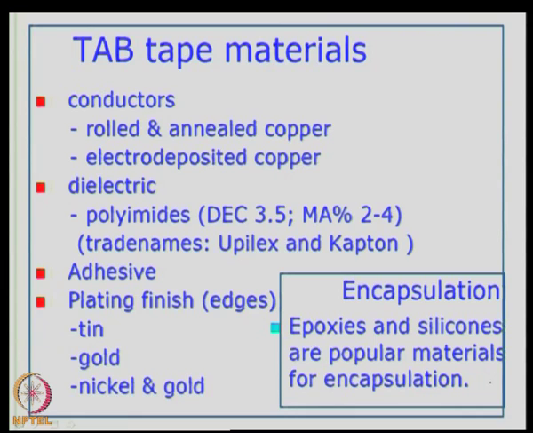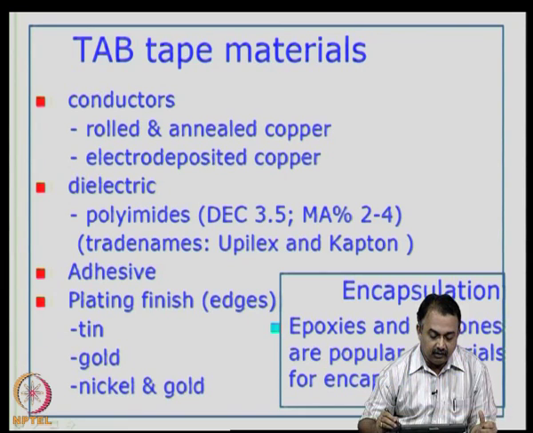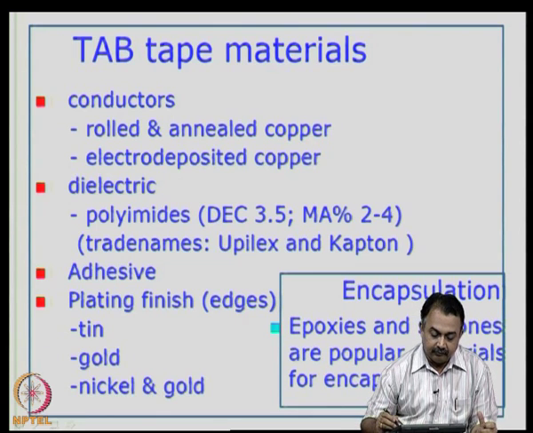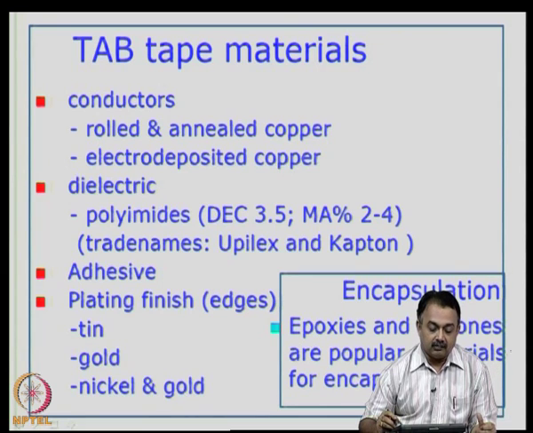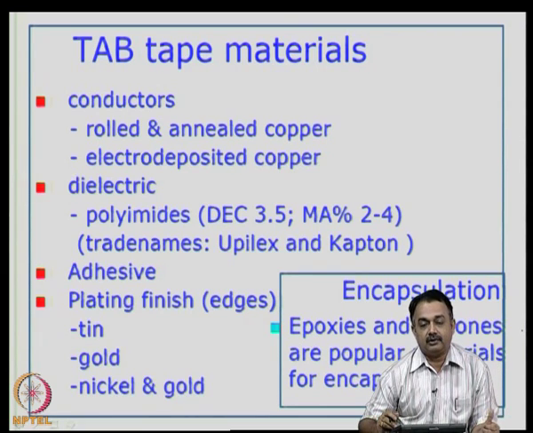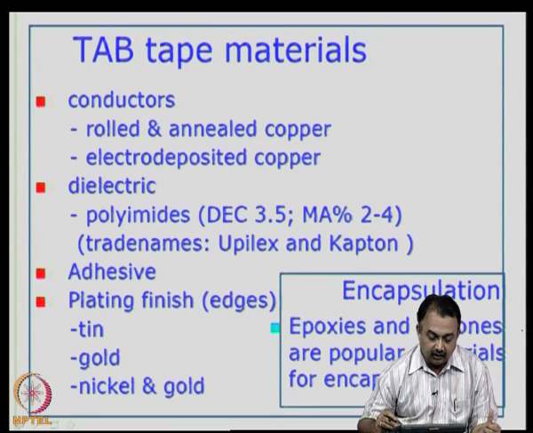The tape materials that are used in tape automated bonding process: the conductors can be rolled and annealed copper or electrodeposited copper. You will see later that we are going to discuss different types of copper that are used in electroplating, but upfront I would like to say that these two methods of manufacturing copper, rolled and annealed copper and electrodeposited copper, will have different properties for the copper. So, you have to carefully select the type of copper conductor also.